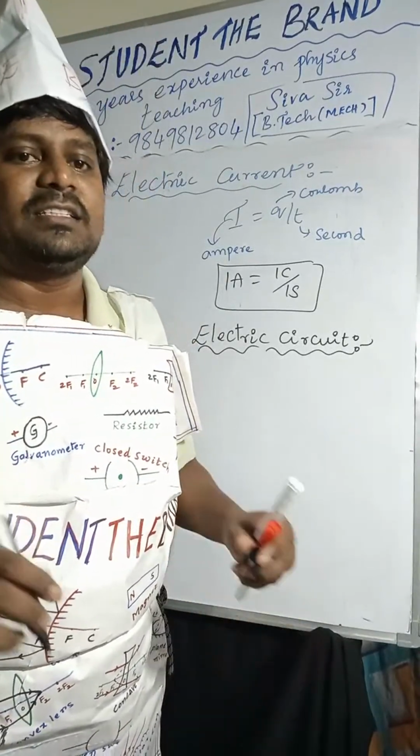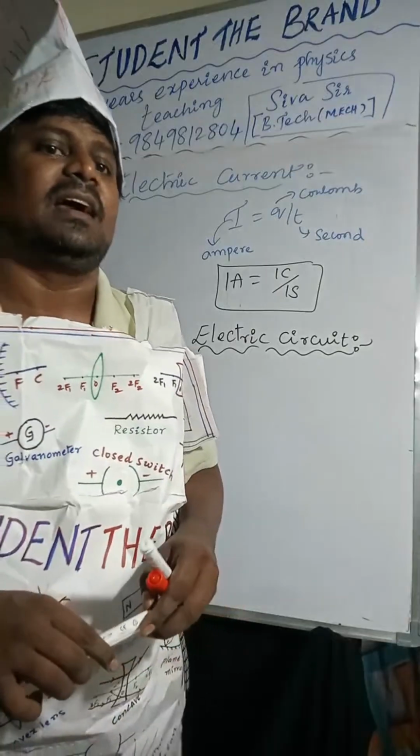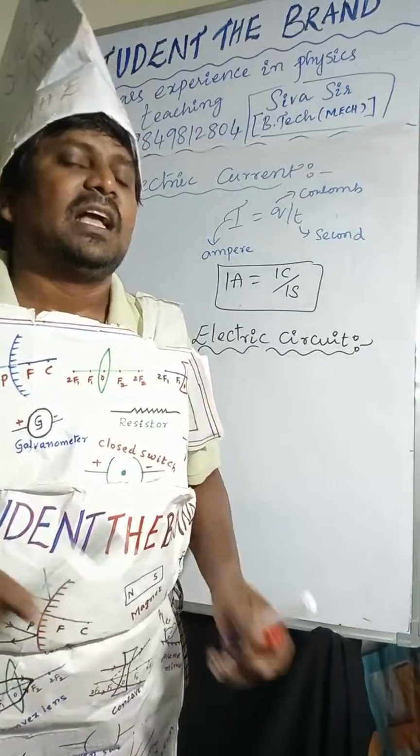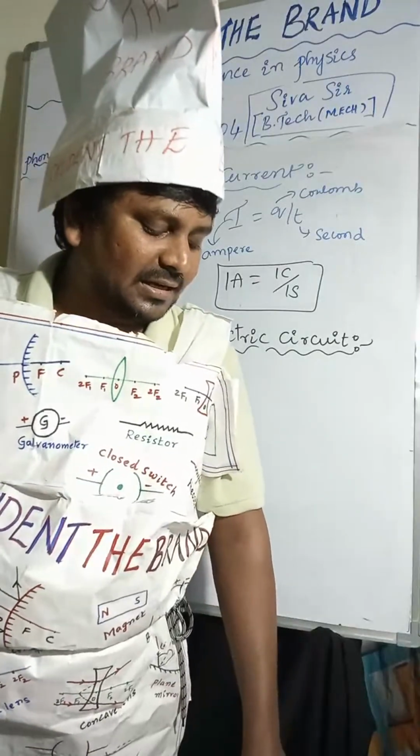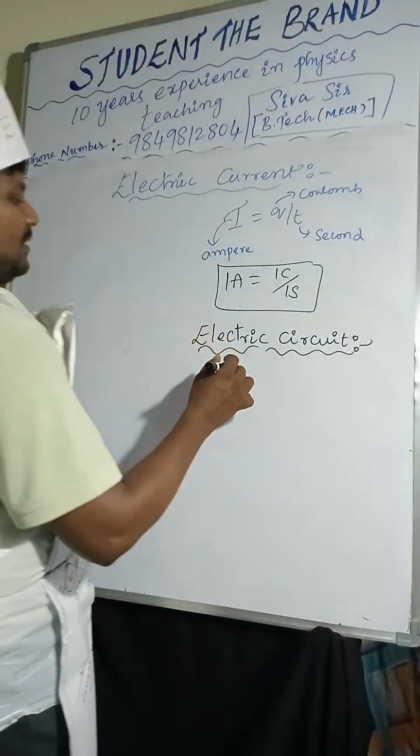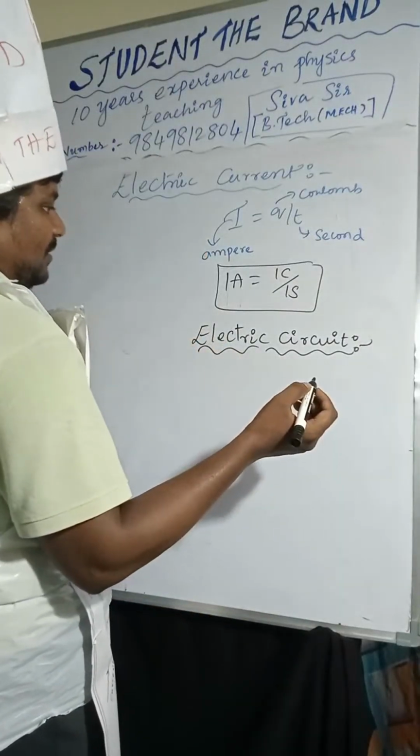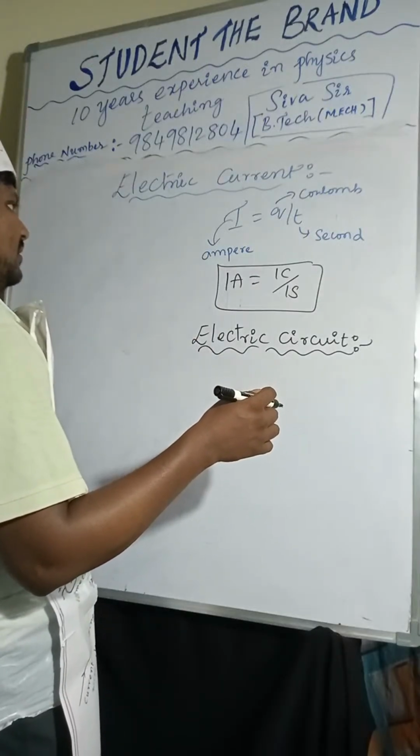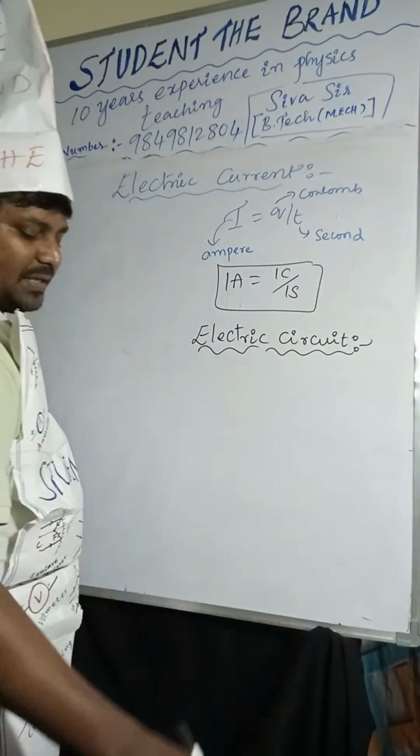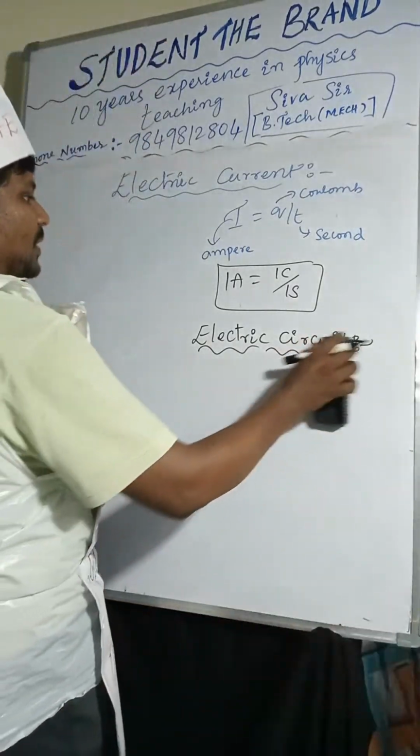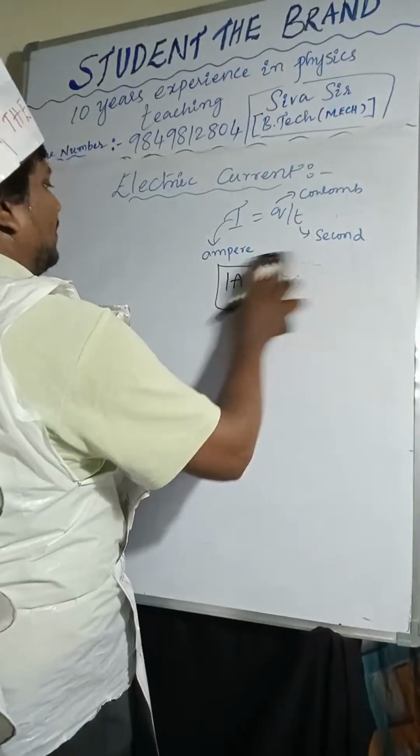A continuous and closed path of an electric current is known as an electric circuit. So normally we are considering electric circuit. Before doing this one, we will go to the electrical appliances. If I explain those points, then the remaining points are easy to understand. So we'll work out the remaining points.